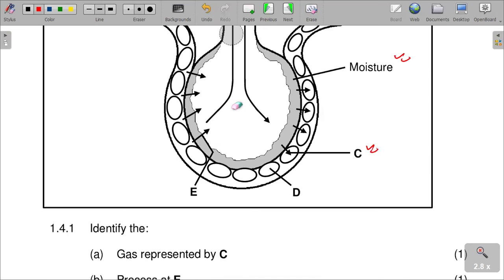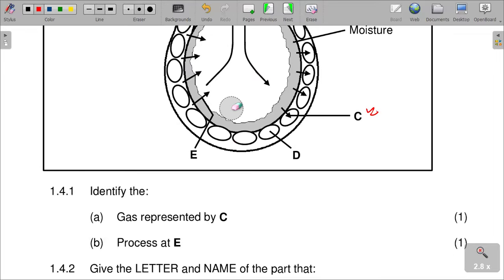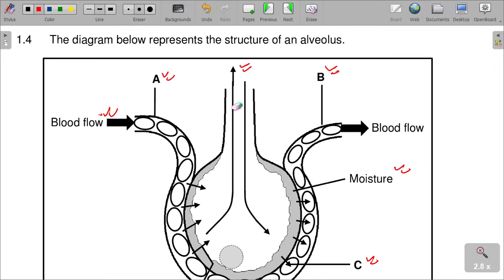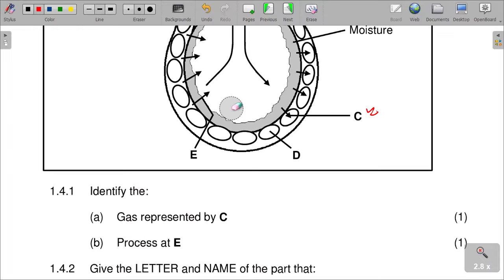Let's just go through and see the question. It says: identify the gas represented by C. What gas is represented by C? I'm sure that you can see that at C, from the alveolus, it represents oxygen. It is oxygen that is being represented by C. And then the process at E is called diffusion.